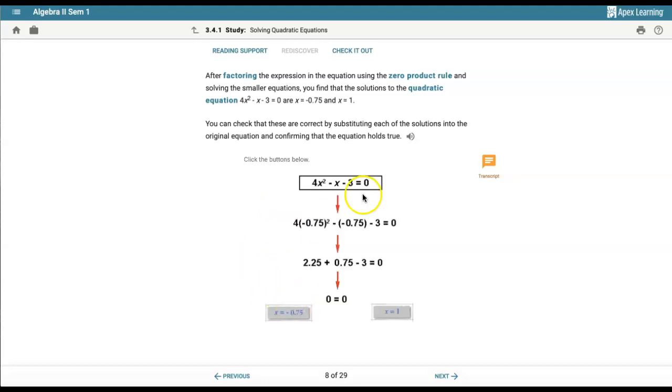If I were to plug in negative 0.75 for x, I would end up getting 3 minus 3, which should give me 0. Same thing over here: if I have a 1, I end up with 4 minus 1 minus 3, which gives me 0. That has to be true in order to make sure that your work is correct. In my opinion, that's the easiest way to make sure that you got the right answer before you confirm it: just plug it back in and see if it works out.